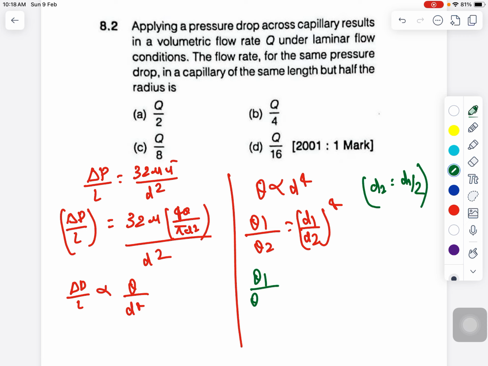That is given in the problem. So you can write Q1 divided by Q2 is equal to 2 to the power 4. So Q2 will be equal to Q1 divided by 16, meaning the flow rate is decreased by 16 times, right? 1 by 16th of the initial flow rate. So from here option D will be your correct answer.